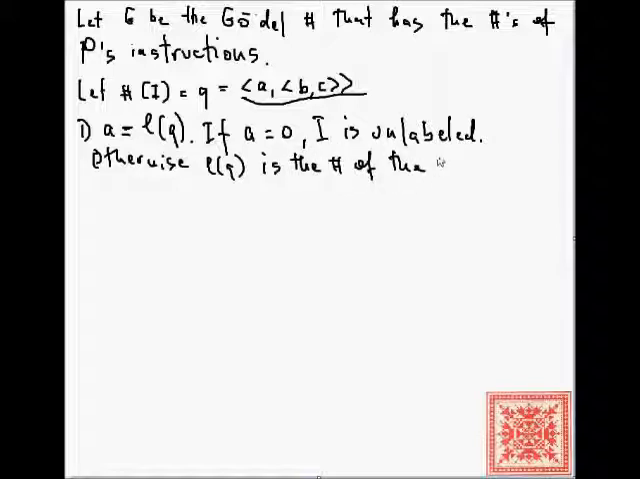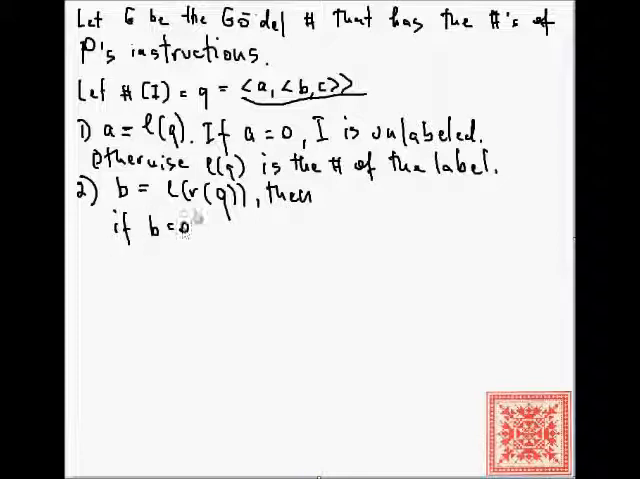In the label ordering. Okay, now recall that B, which is L of R of Q, so we get the right element of Q, which is BC, and then we get the left element of that right element, which is B. Then if B is 0, B encodes the instruction type, then I is of the type V arrow V, so it's a self-assignment, a no-op.